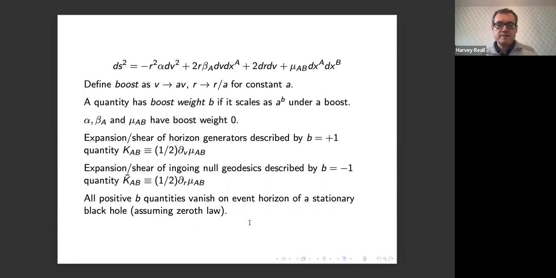So an important property of stationary black holes, so time-independent black holes, is that if we assume the 0th law of black hole mechanics is true, so this says that the surface gravity is constant on the horizon. If this is true, then one can show that all positive boost weight quantities vanish on the event horizon. And this is very important in what Iyer-Wald did and in what we'll be discussing.